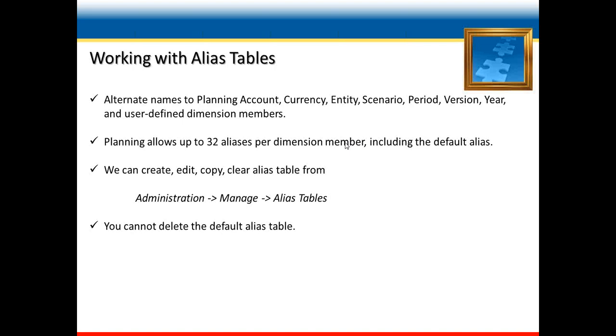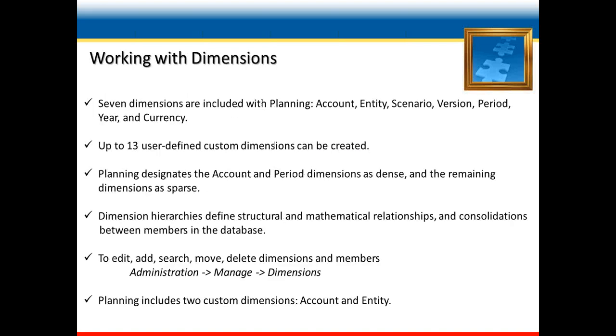Planning allows up to 32 aliases per dimension member, including the default alias. We can create, edit, copy, and clear alias tables from the Administration option in the menu. We can see that in the workspace, and we'll find under Manage the option Alias Tables, and you cannot delete the default alias tables.